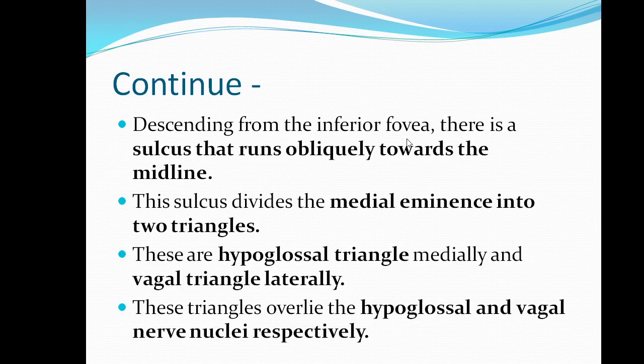Descending from the inferior fovea, there is a sulcus that runs obliquely downwards towards the midline. This sulcus divides the medial eminence into two triangles. These are the hypoglossal triangle medially and the vagal triangle laterally. These triangles overlie the hypoglossal and vagal nuclei respectively.